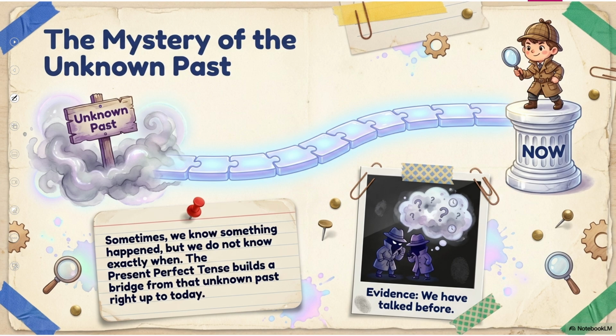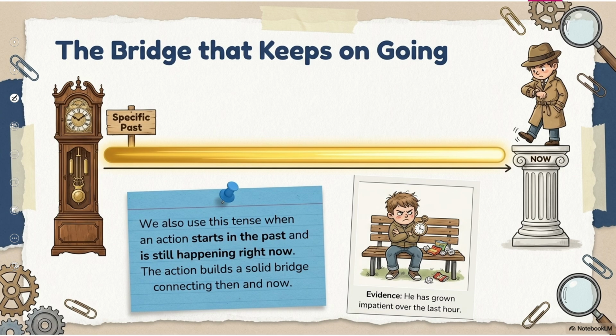Let's start. The mystery of the unknown past. Sometimes we know something happened, but we do not know exactly when. The present perfect tense builds a bridge from that unknown past right up to today. When you have to talk about an action which happened in a recent past, you use present perfect tense. For example, we have talked before, we are not sure, and this is unknown past, and when we have to talk about it, we use present perfect tense.